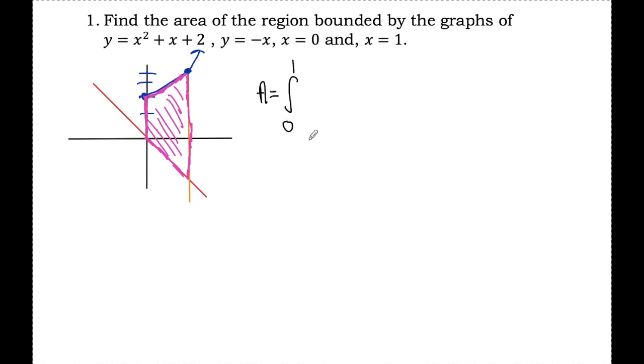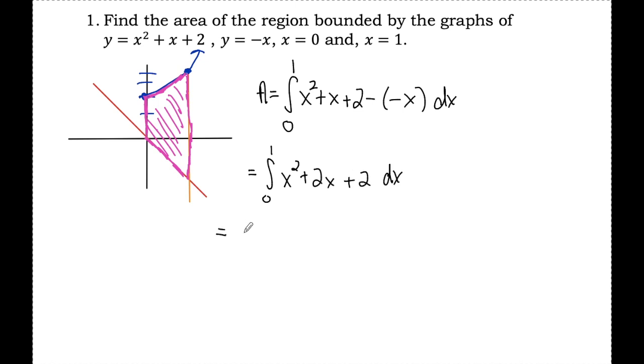So I'm going to have the integral from 0 to 1, and then I'm going to take that top curve and subtract the bottom curve from it. So my top curve is the parabola x squared plus x plus 2, and then I need to subtract that bottom curve, negative x. I'm going to integrate this by hand because it's really pretty easy to do. So I have the integral from 0 to 1 of x squared minus minus. So I'm going to have plus 2x plus 2.